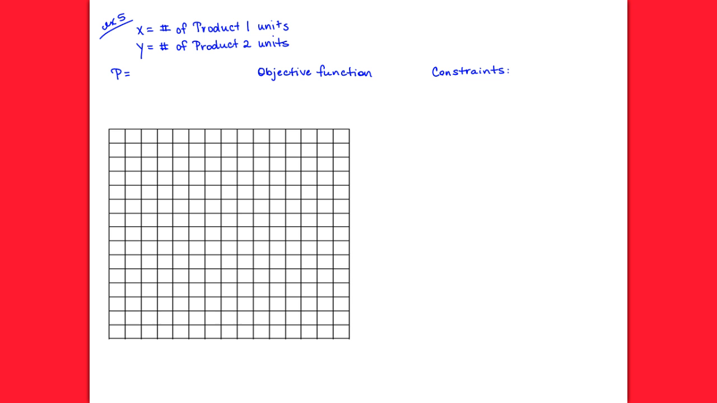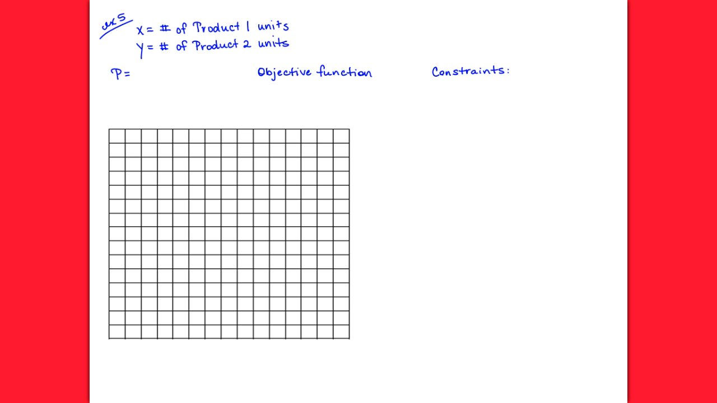So example 5 says, a manufacturer wants to maximize the profit for 2 products. Product 1 yields a profit of $1.50 per unit. Product 2 yields a profit of $2 per unit. Market tests and available resources have indicated the following constraints, and then it gives me 3 constraints. They didn't give me an objective function or constraints. They have put it into a word problem form, and in this case, I have to create my objective function, create my constraints, and then I can begin that process we were just doing in example 1.